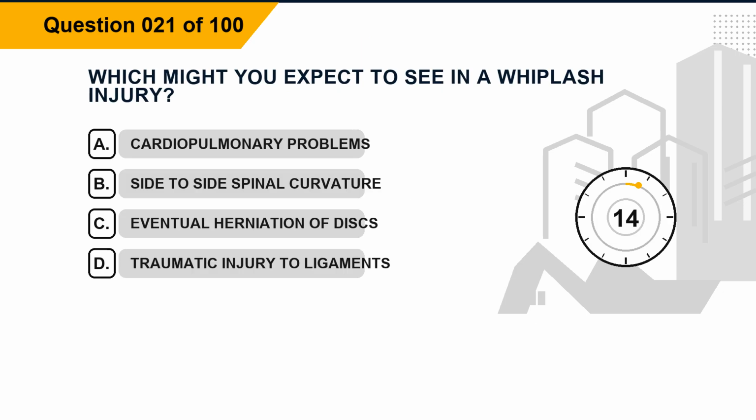Question 21. Which might you expect to see in a whiplash injury? Option A. Cardiopulmonary problems. Option B. Side-to-side spinal curvature. Option C. Eventual herniation of discs. Option D. Traumatic injury to ligaments. The correct answer is option D.